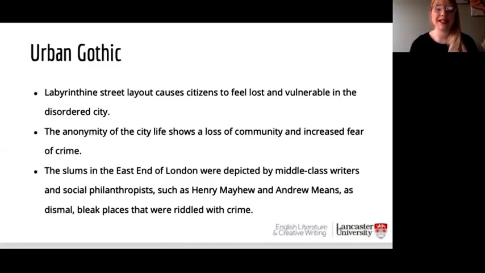So firstly, we've got this labyrinthine design of the streets. This makes the city seem much less open because we have a multitude of different pathways, which causes citizens to feel quite overwhelmed, lost and vulnerable. So the terrifying solitude of the castle that I mentioned before in the 18th century is substituted for the chaotic disorder of the city. Next we have the anonymity of city life.